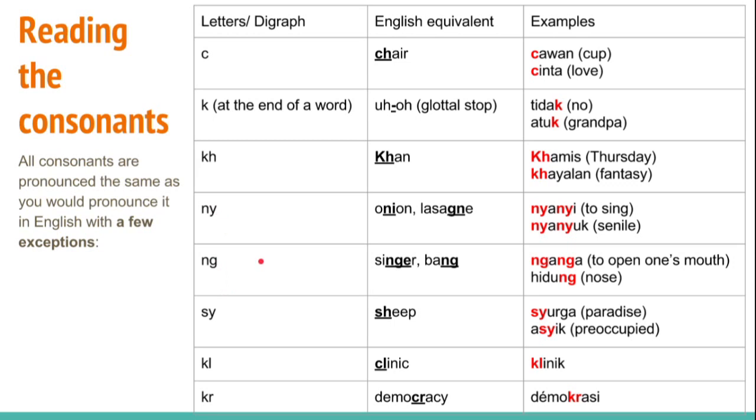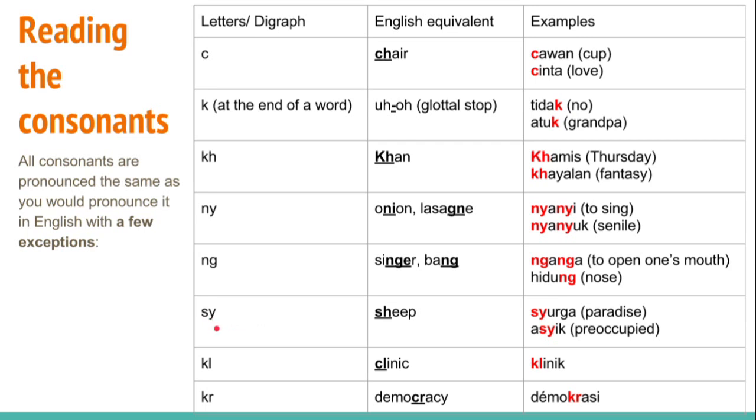All right. Next, this is with this n. When you put an n and g together, it will make this sound, the ng sound. In English, you can say for example the word singer, singer, and bang. So bang. In Malay, you can say here it's read as nganga, and this is hidung. Next one.